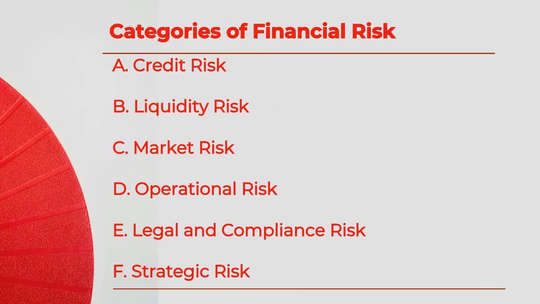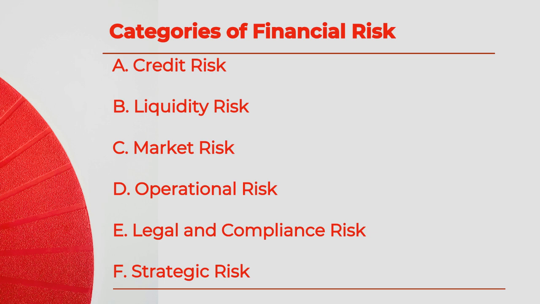Categories of financial risk. Understanding the different types of financial risk is foundational. Major categories include: A. Credit risk, the risk that a borrower will default on repayment. This is crucial for entrepreneurs who extend credit or rely on client payments. B. Liquidity risk, the risk that the business won't have enough liquid cash to meet short-term obligations, even if it's profitable on paper. C. Market risk, the risk of losses due to unfavorable movements in market variables, such as interest rates, inflation, or foreign exchange rates.